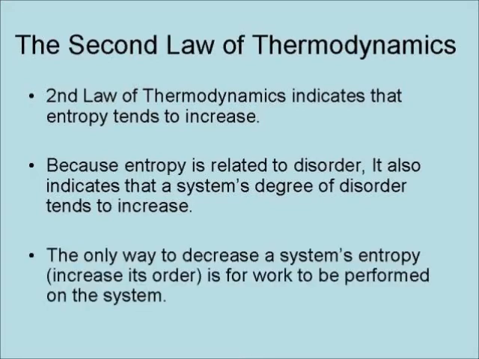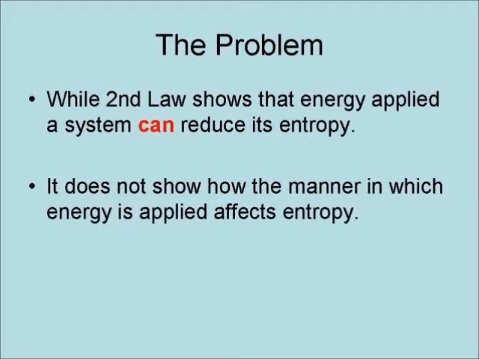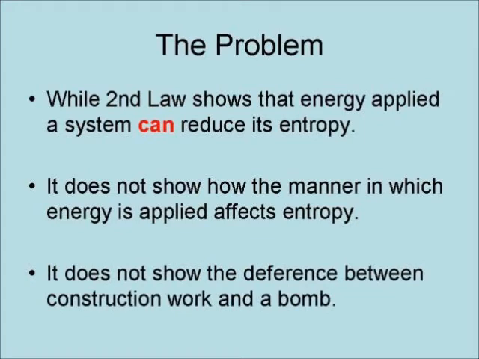The only way to decrease a system's entropy, that is, increase its order, is for work to be performed on the system. The problem is that while the second law shows that energy applied to a system can reduce its entropy, it does not show how the manner in which energy is applied to a system affects its entropy. It does not show the difference between construction work and a bomb.